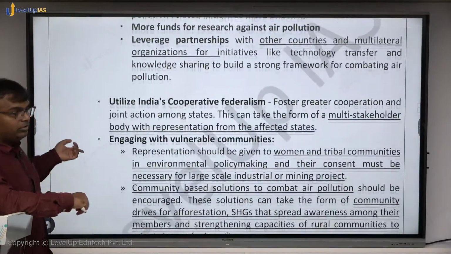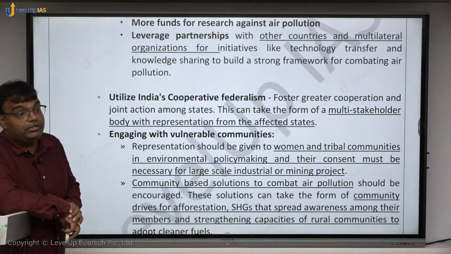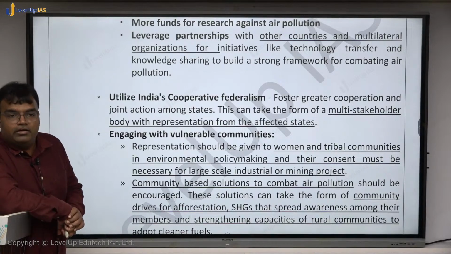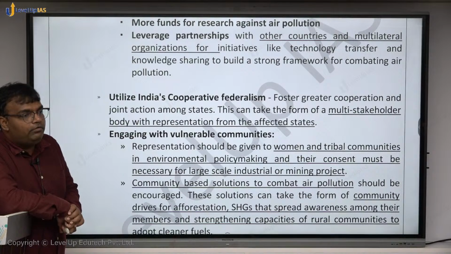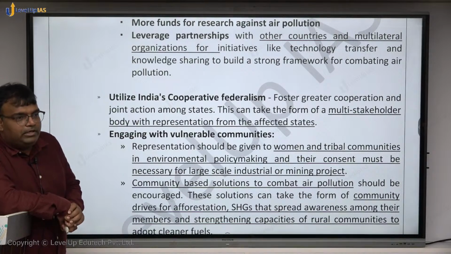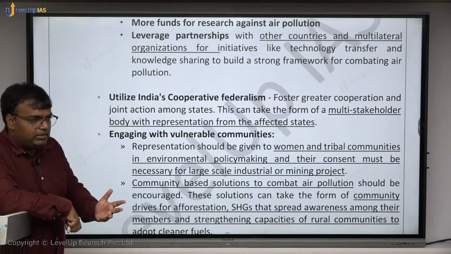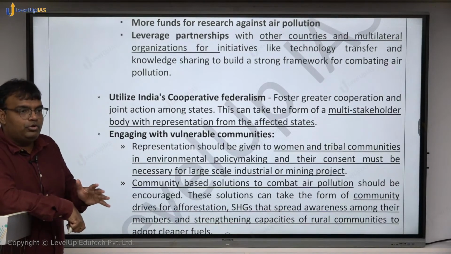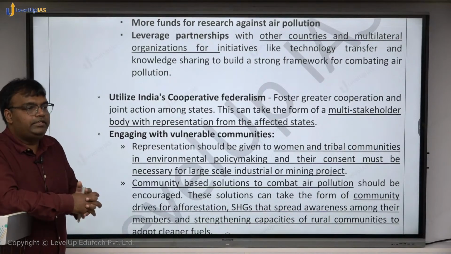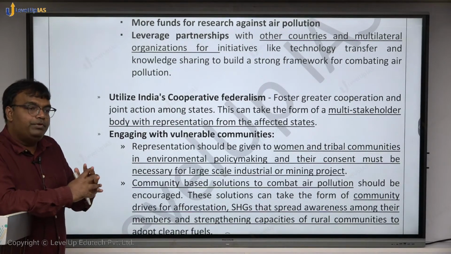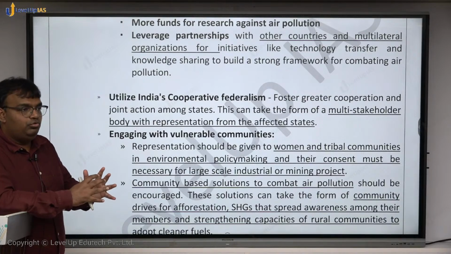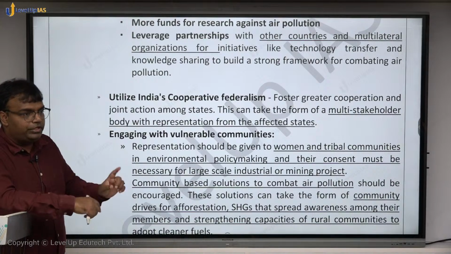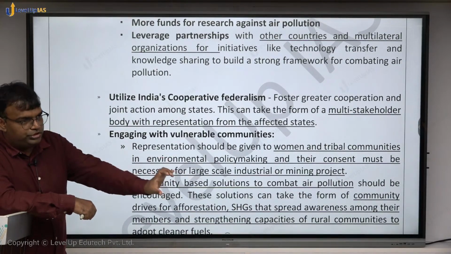Then utilize cooperative federalism. Basically, implementation at the state level has been laggard. They are the ones who decide whether to implement the projects or not. Bureaucracy has created problems at the state level. It's because the center and states have their tensions. So we need to bring states on board through cooperative federalism so that both center and state are working together to solve this crucial problem.